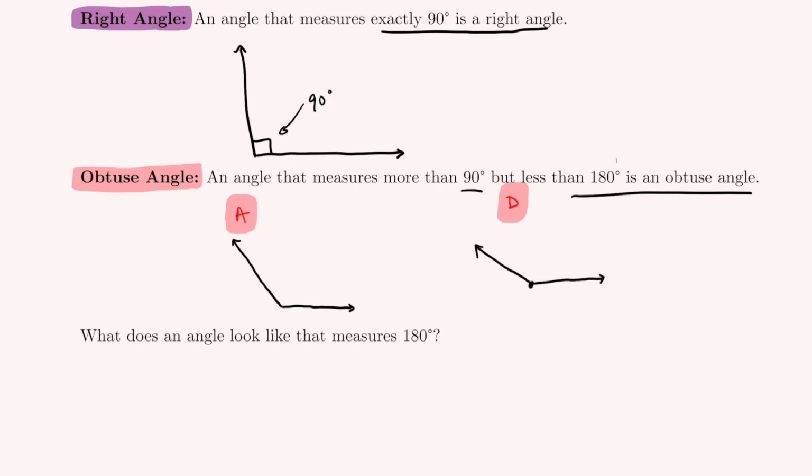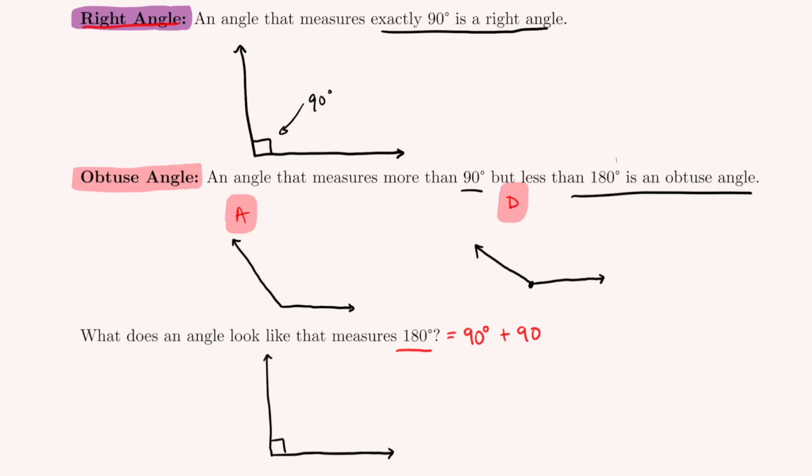Now let's consider what an angle would look like if it measured 180 degrees. Well, we know what a 90-degree angle looks like. That's like our right angles. We know an obtuse angle is more than 90 but less than 180. So let's imagine what would happen if we added two 90-degree angles, because 90 plus 90 is 180.